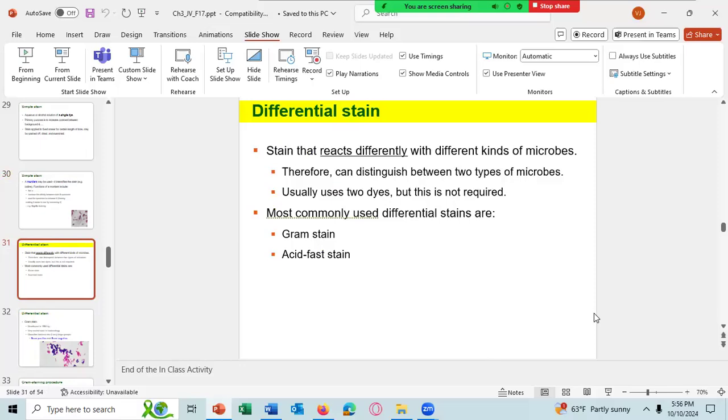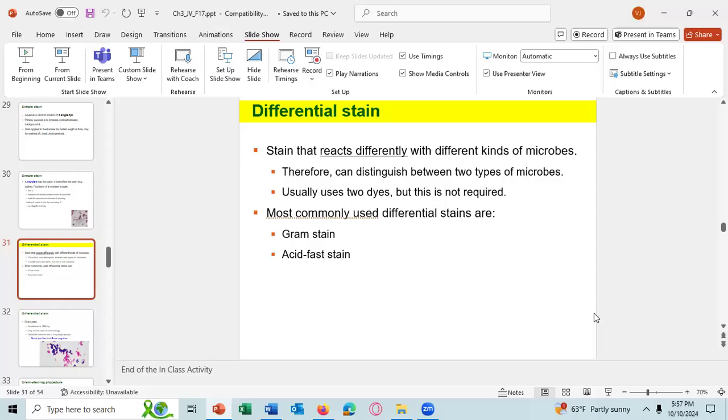A differential stain is a stain that reacts differently with different kinds of microbes, thereby allowing you to distinguish between two different types of microbes. Usually, the two cells will take on two different colors, and usually you're using two or more stains in a differential stain. It is not required that you use two or more stains in a differential stain, but most differential stains do use two or more stains. Any question about any of that?